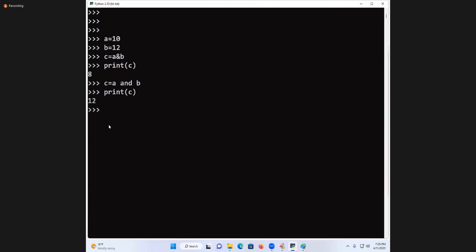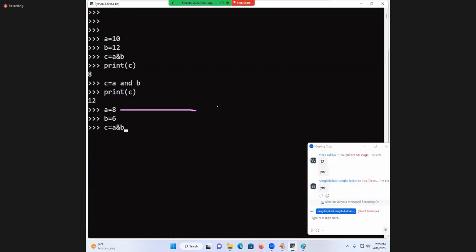Already you know yesterday. It is completely different or not? Yes, completely different. Now A is equal to 8, B is equal to 6. Now C is equal to what? A ampersand of B. Come on, 8, please. 1, 0, 0, 0, right or not? 8 is correct. 8 is correct now.